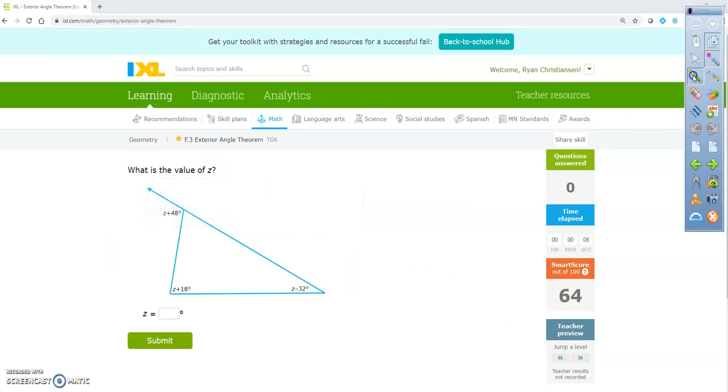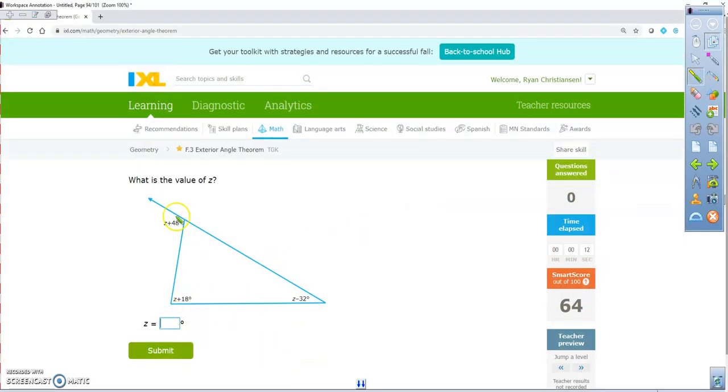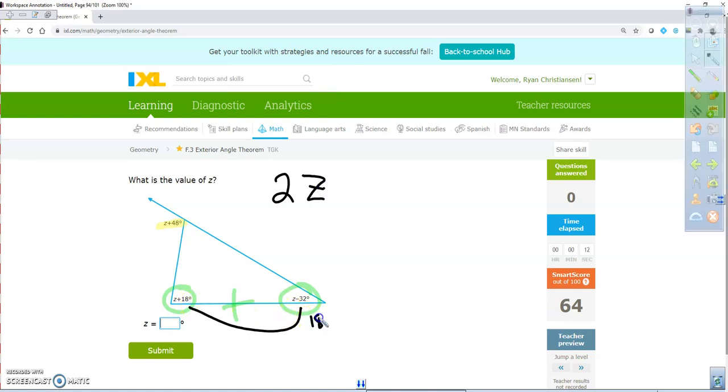Here we go. This is a little more tricky. There we go. All right. So this yellow angle is going to be the sum of these two angles added up. So you could write this all out. I just look at how many z's I'm going to have right here. That's 2 z's and an 18 and a negative 32. That's a negative number. That's negative 14. So 2z minus 14 equals, these two added up, z plus 48.